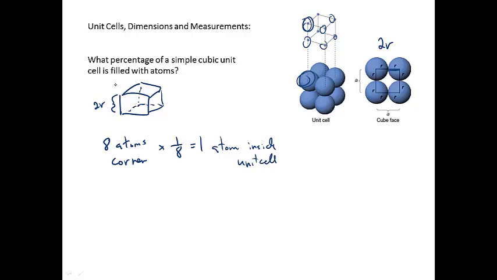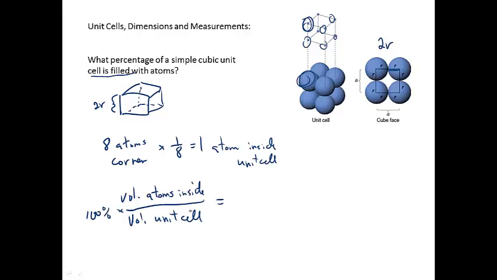The percentage of the cubic unit cell that's filled with the atoms is the volume of the atoms inside divided by the volume of the unit cell times 100, of course, to get to the percentage.